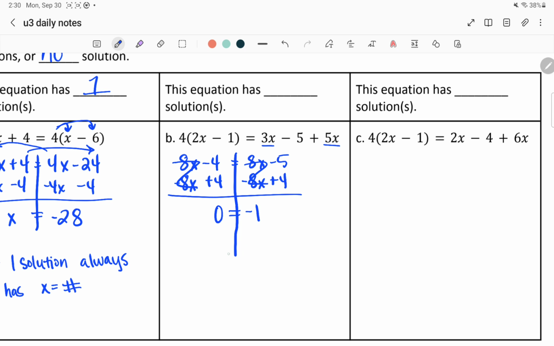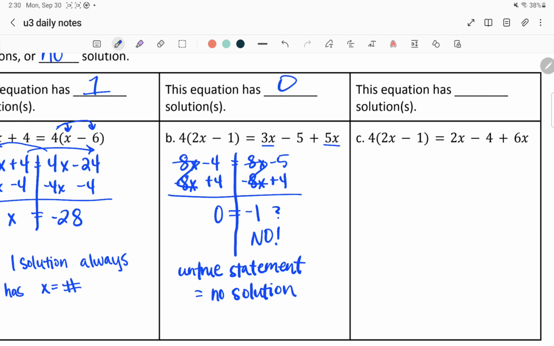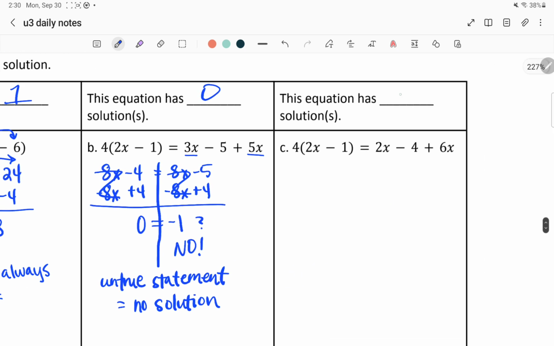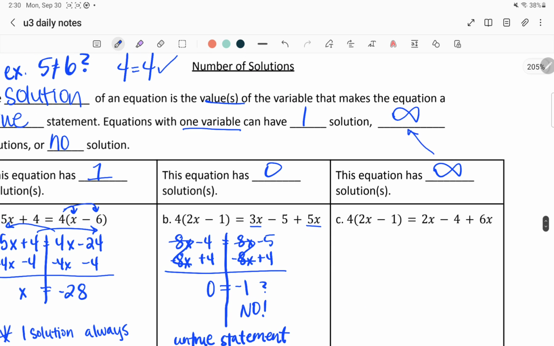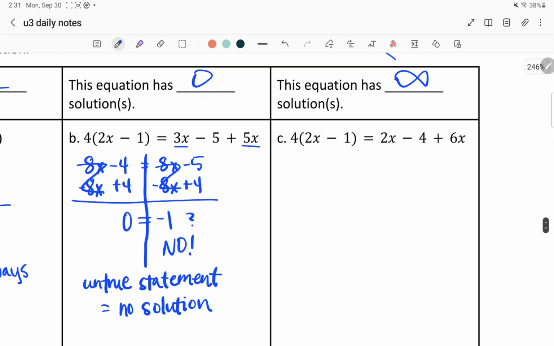Okay, we have to ask ourselves, does 0 equal negative 1? No, they're different numbers. So when I get an untrue statement, that is the same as no solution, or 0 solutions. Okay, my last one you guys can guess will probably be the infinite that we talked about. Let's see what it looks like.